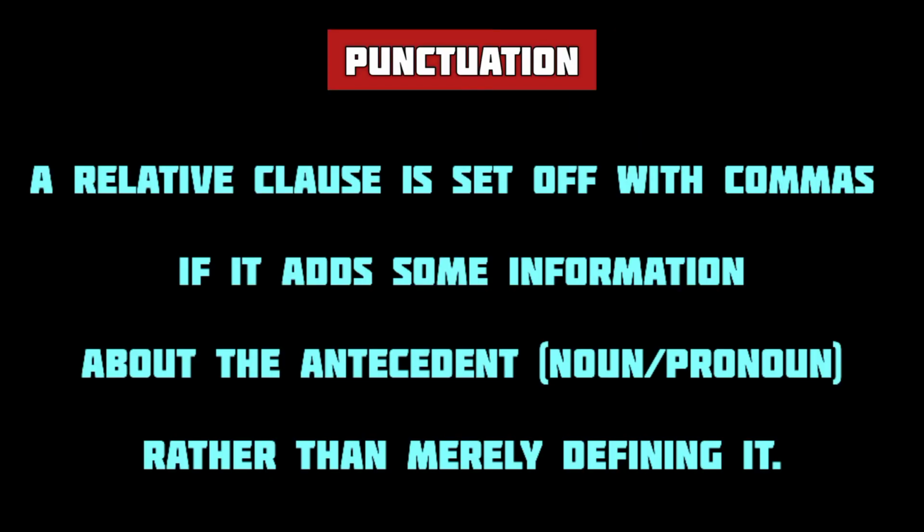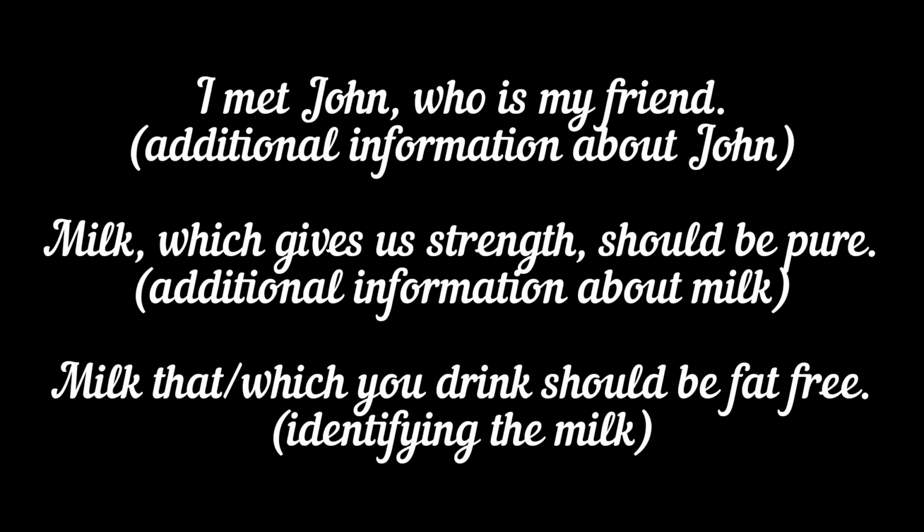Last but not the least, please remember we use commas before and after an adjective clause if it adds some information about its antecedent instead of describing it. For example, in the first and the second sentence, the relative clauses "who is my friend" and "which gives us strength" add some information about their antecedents, John and milk respectively. But in the third example, the adjective clause or the relative clause "which you drink" is describing its antecedent, milk.